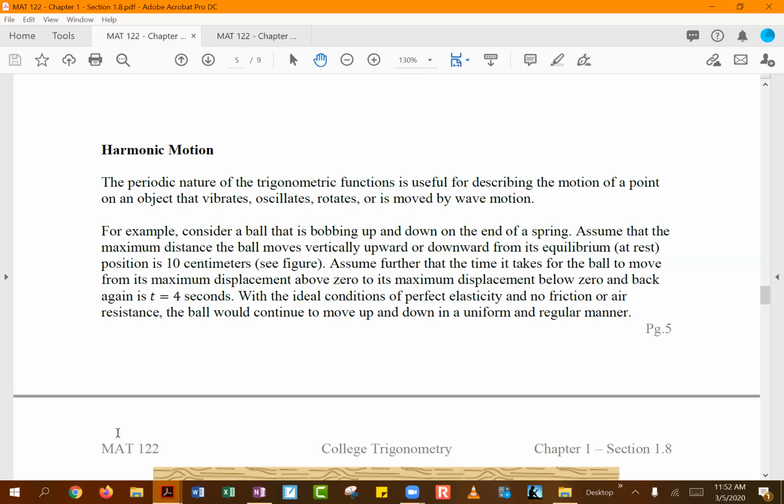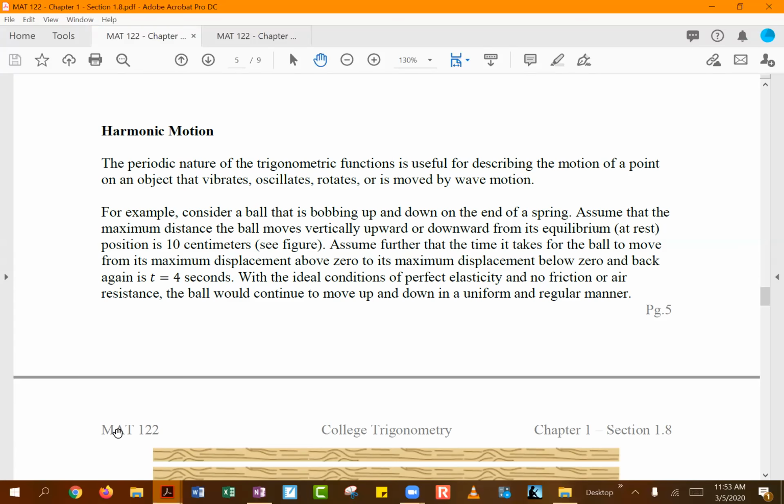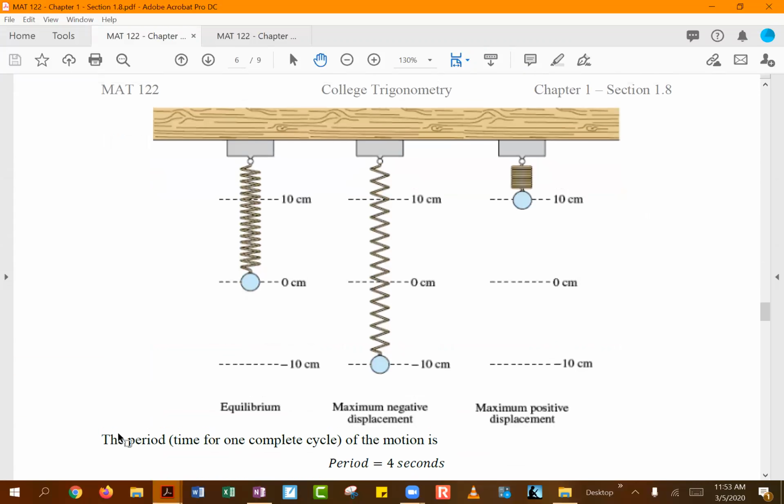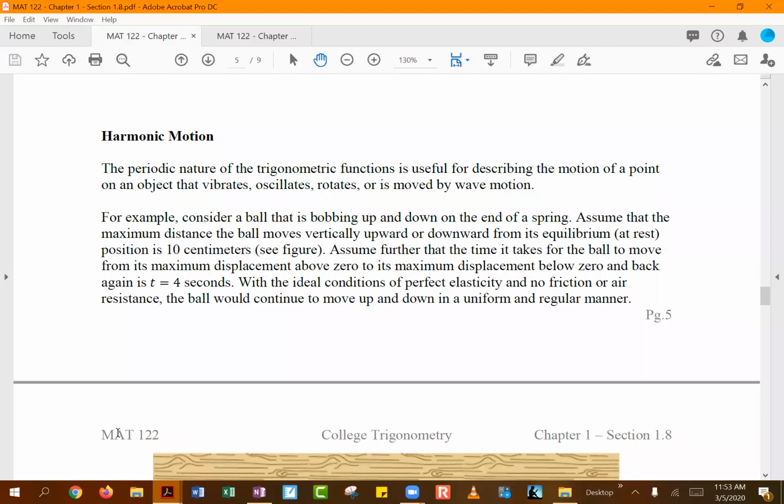So in this case, we're actually talking about a ball, and you can kind of see the image on the next page here. So we're talking about this ball basically moving up and down or bobbing up and down at the end of a spring. And so they're talking about the maximum distance that the ball will move vertically upward and downward from its position of rest. So that position of rest where the spring hasn't basically been pulled is going to be your equilibrium point. And so they're saying in this example, we're talking about a movement of 10 centimeters. So it can go downwards by 10 centimeters or go up by 10 centimeters.